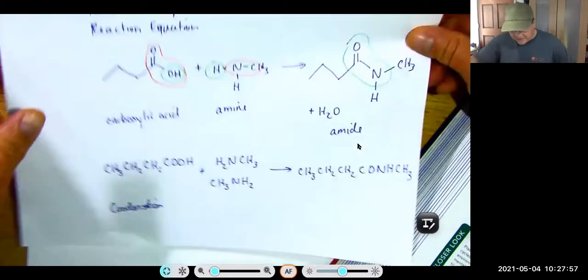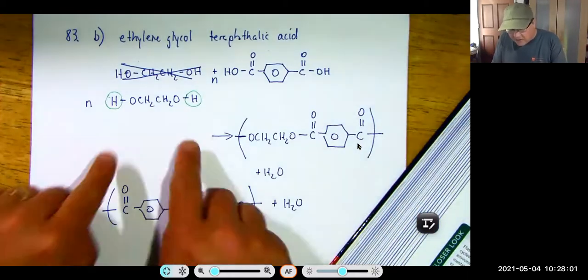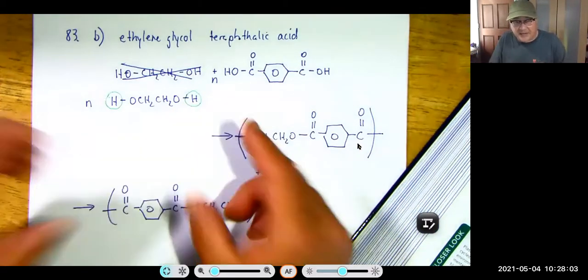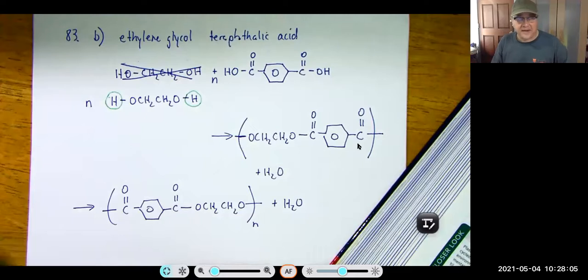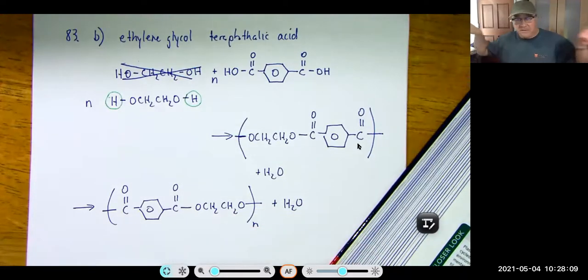But what makes this a polymerization reaction is that rather than only have one alcohol and one acid that can react together, each molecule has two acids and two alcohols, so they can react on both ends and basically become part of a chain.